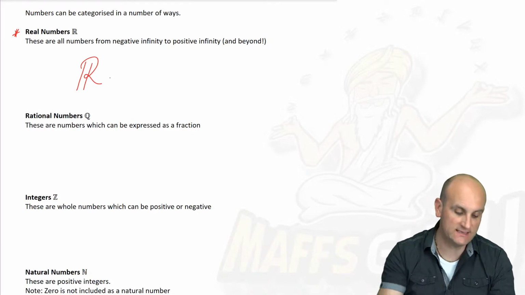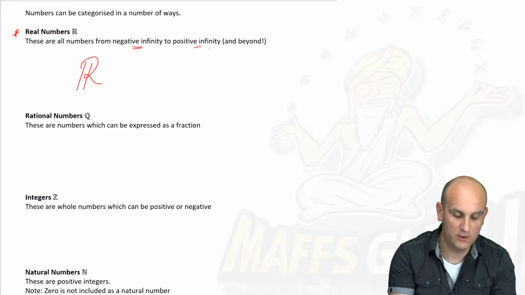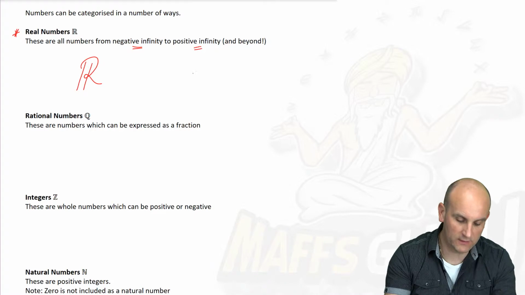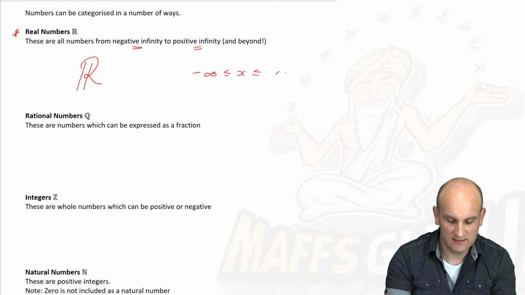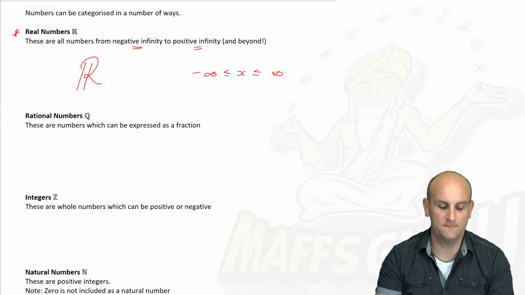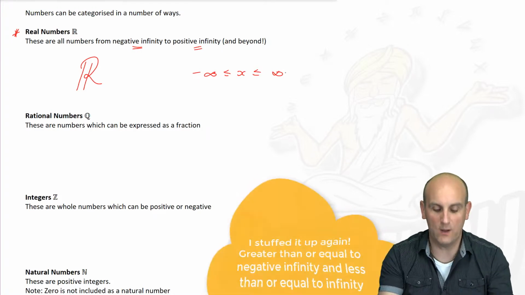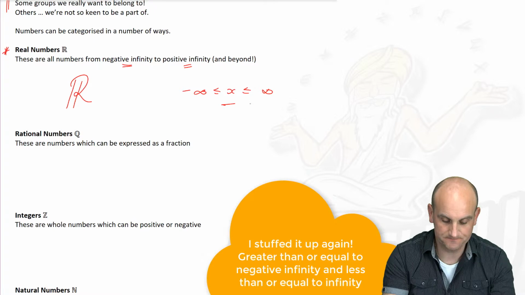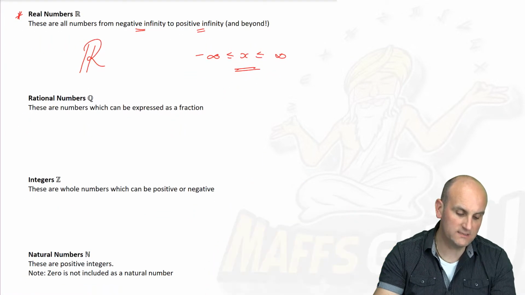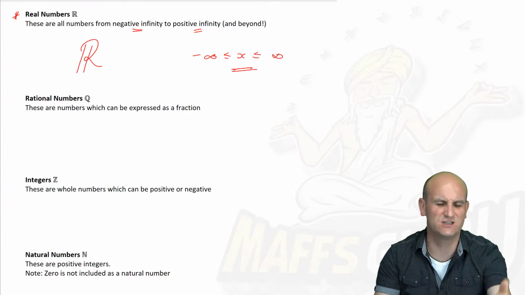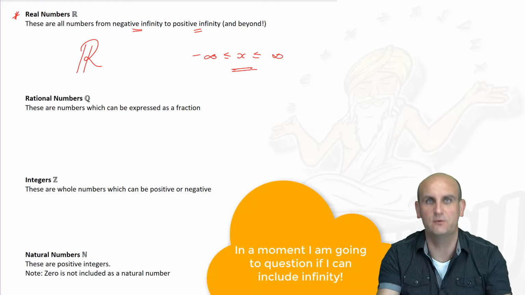Now, real numbers are, as I say here, everything that goes from negative infinity to positive infinity. So one way we could describe this is to say x is greater than or equal to minus infinity, but less than infinity. That's one way of doing it, using inequalities. Real numbers are literally everything. They're decimals, whole numbers, fractions, surds, every single number in the world is a real number.